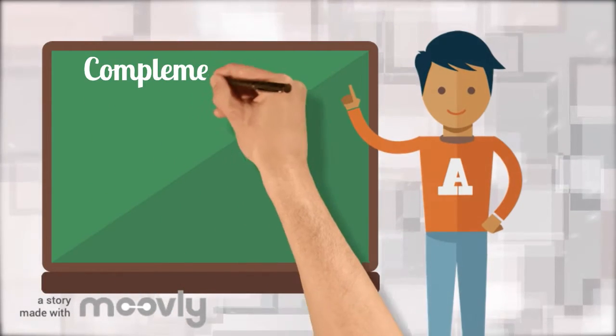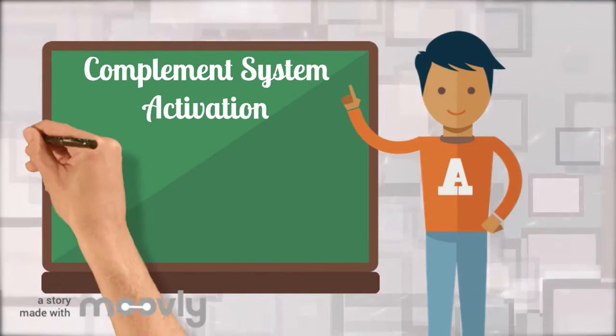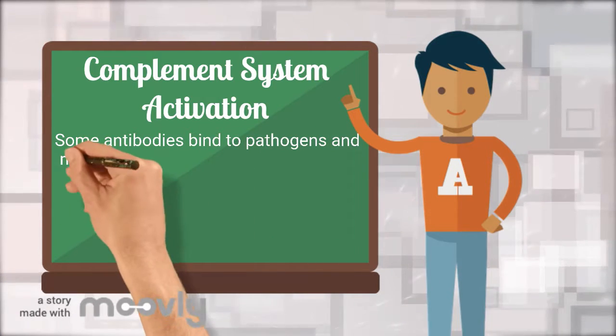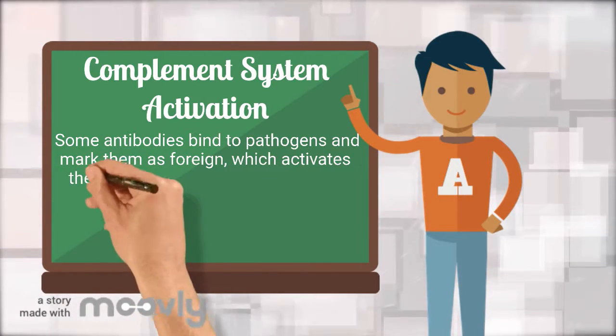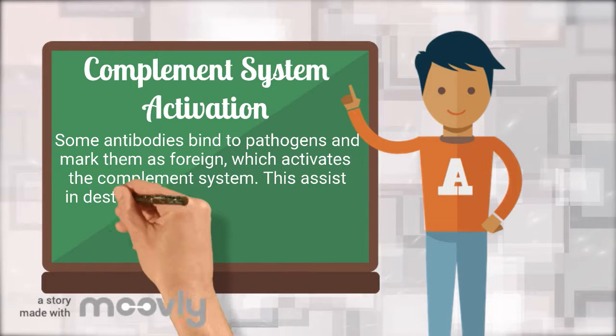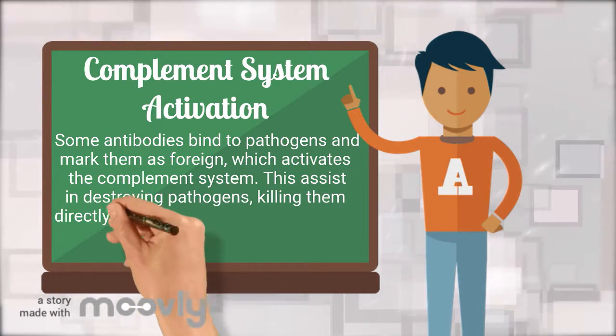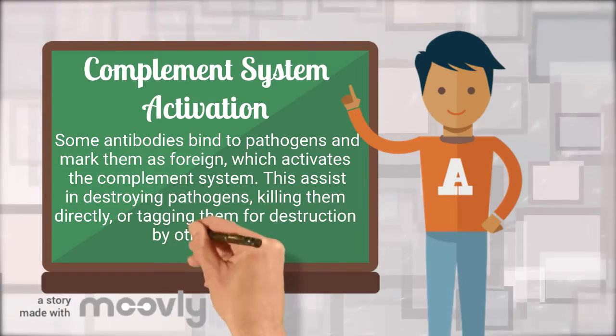Some antibodies bind to pathogens and mark them as foreign while also activating the complement system. Complement is a chain of proteins that assist in destroying infected cells. The complement system can kill the pathogen directly or tag it for destruction by neutrophils and macrophages through opsonization.